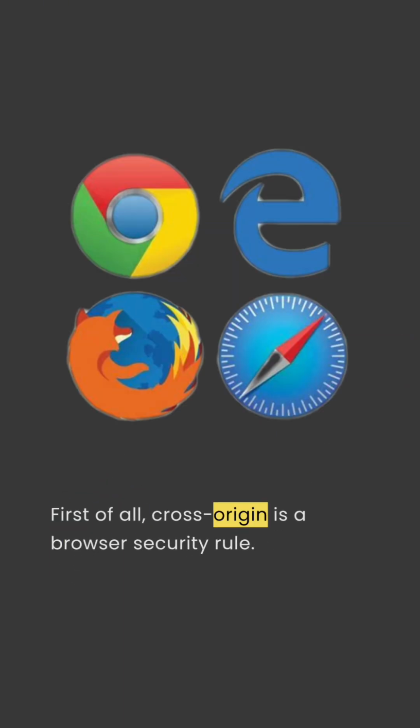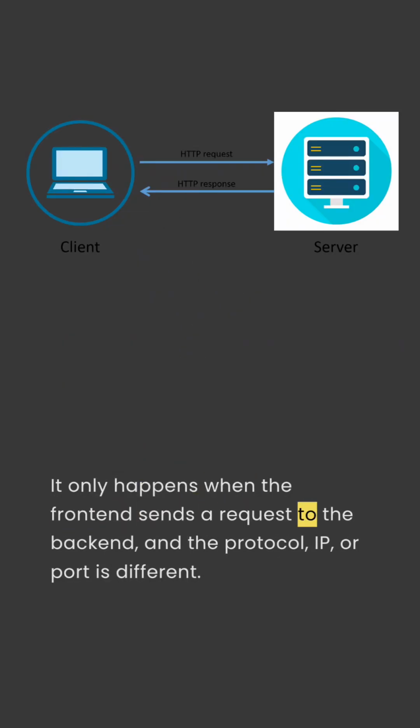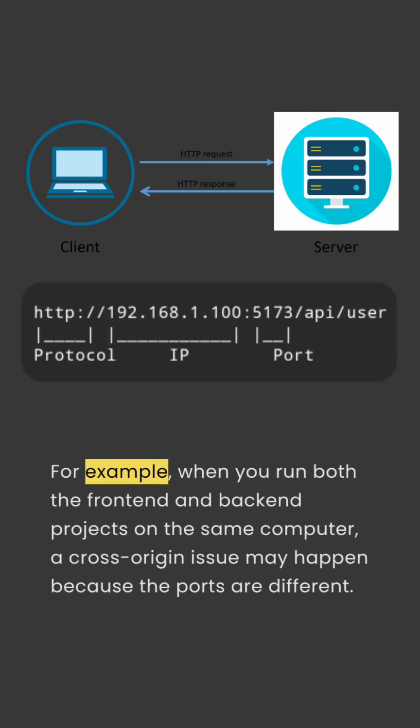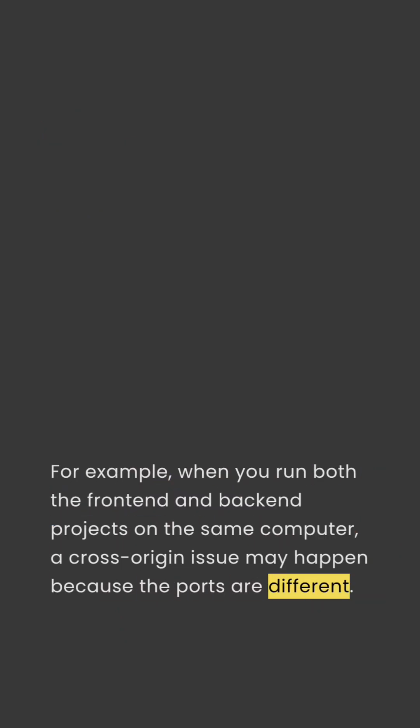First of all, cross-origin is a browser security rule. It only happens when the front-end sends a request to the back-end, and the protocol, IP, or port is different. For example, when you run both the front-end and back-end projects on the same computer, a cross-origin issue may happen because the ports are different.